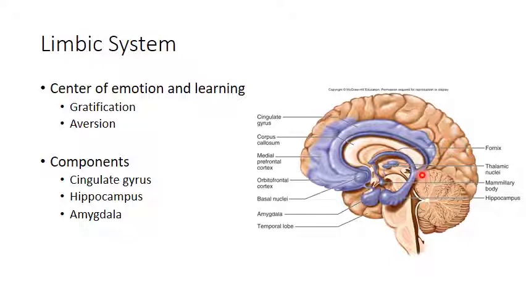We have the hippocampus, which is going to be medial to our temporal lobes, which is in here. And then we also have the amygdala, which is going to be rostral to the hippocampus. So there's the amygdala, there's the hippocampus, and there's our cingulate gyrus. So the combination of these components plus some of the others we've talked about are going to be heavily involved in our understanding of gratification and aversion.